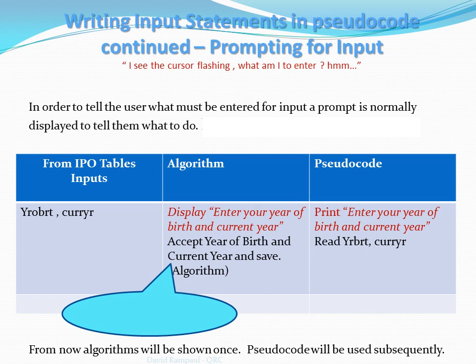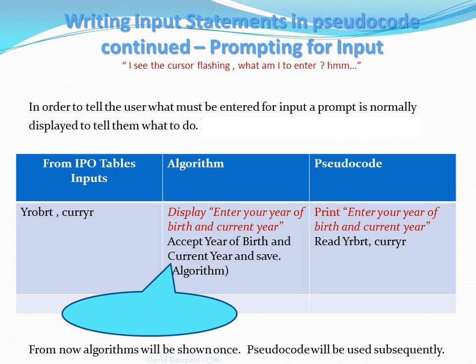So let's look at input statements in pseudocode. Continue prompting for input. So let's see now. What you should be looking at is, I see the cursor flashing, what am I to enter? Have you ever come across some programs that when you start the program, you are seeing that the cursor is flashing and you're wondering, what should I enter? What is necessary to be entered? Well, that was perhaps a little fault in the programmer not giving you appropriate prompts for the input.